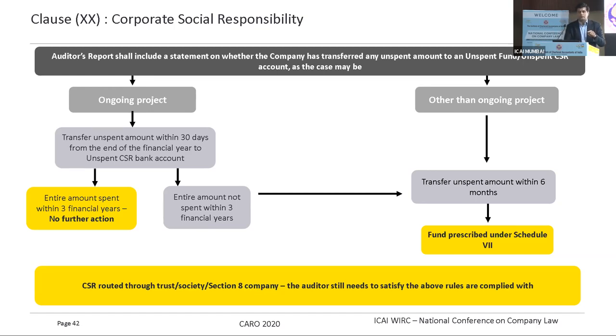If it's an ongoing project, and if you have not spent the CSR amount in the financial year, you are supposed to deposit it within 30 days to a special bank account. And from that, within 3 years, you should be able to spend the full amount. If you don't spend within 3 years, then after that, the unspent amount has to be transferred within 6 months to the specified fund. And otherwise, if it's not an ongoing project, then after the year end, within 6 months, you need to transfer to a government fund. Sir, only spending is the criteria.